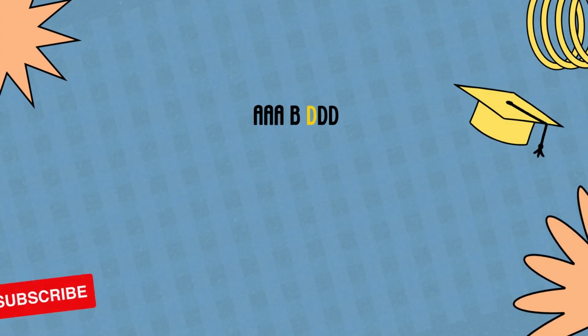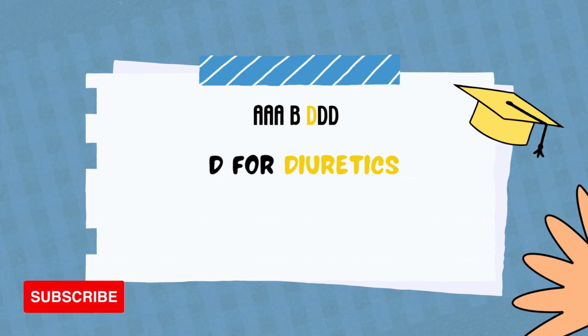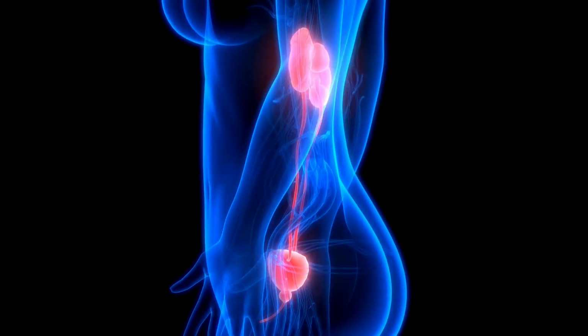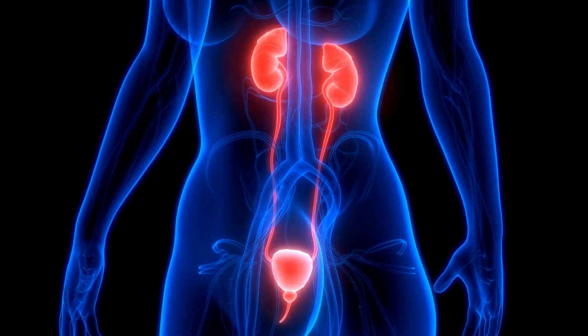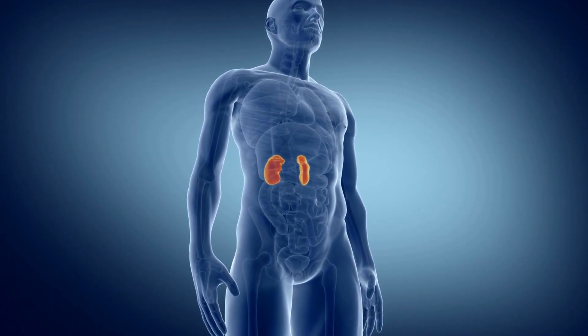Next we have D. Moving on to D for diuretics such as furosemide and hydrochlorothiazide. Diuretics help by increasing urine output, reducing fluid retention and relieving symptoms of congestion. Remember that furosemide is a loop diuretic while hydrochlorothiazide is a thiazide.